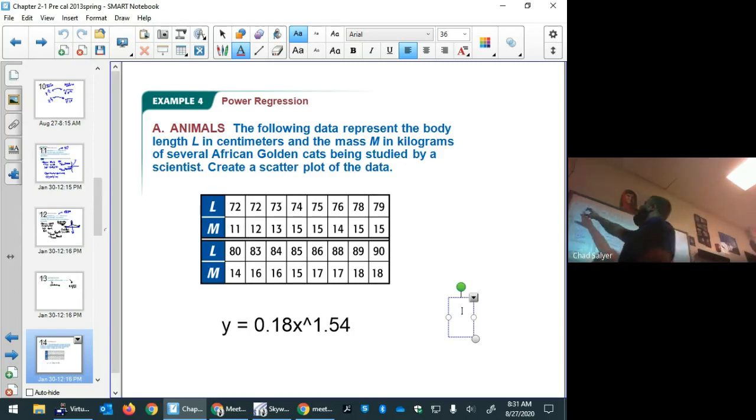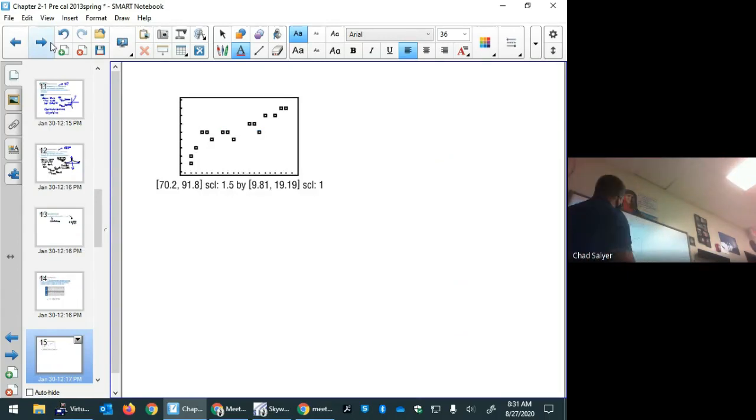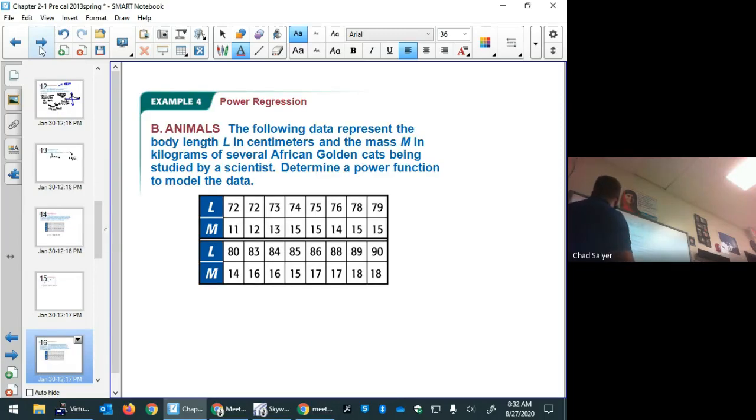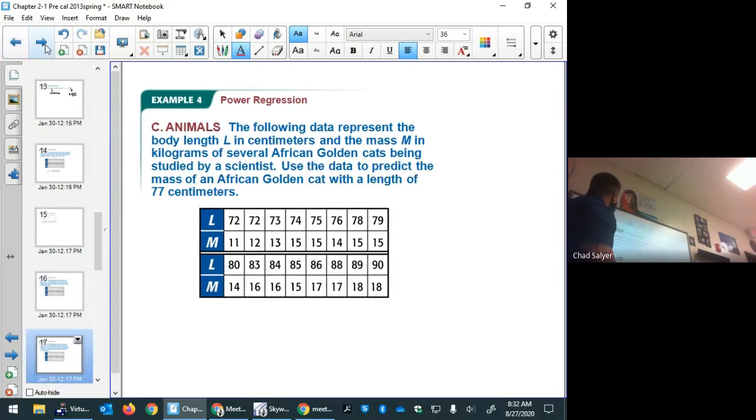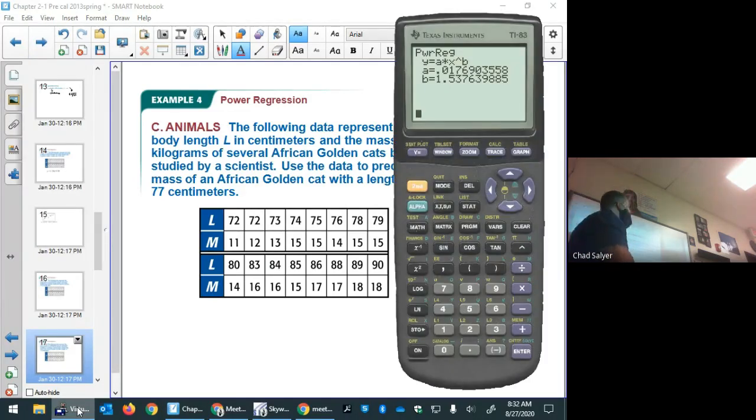Okay, so this is a different plot. Notice I use different x's and y's. That's why it looks a little different. So here the task is, it's basically the same problem. We're going to use the data to predict the mass of a golden cat that has a length of 77. Notice that's not on the table here. So you get a cat that is 77 centimeters in length. What would you expect its body weight to be based on our model?